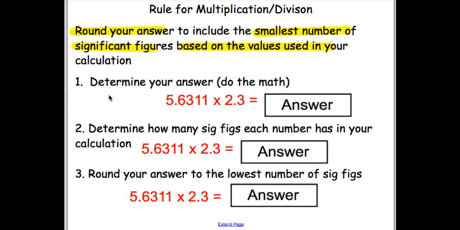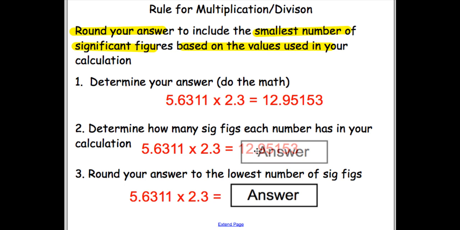The first thing I want you guys to do is just do the math, actually plug the numbers in. So, 5.6311 times 2.3, you just plug that into your calculator and enter what you get. Write down that number. In this example, we would get 12.95153. Not so hard. You haven't done anything new. That's not too challenging. Just plug it in your calculator, write down what you get.